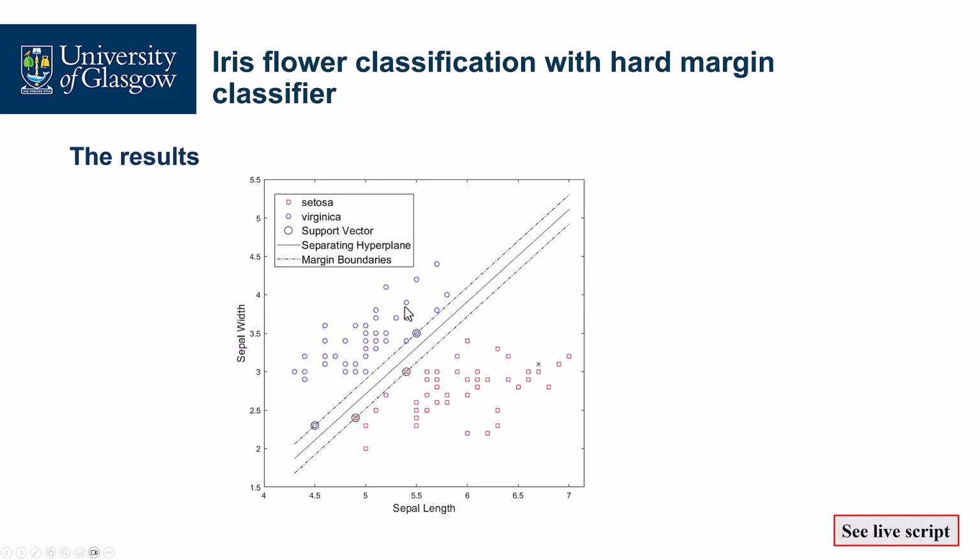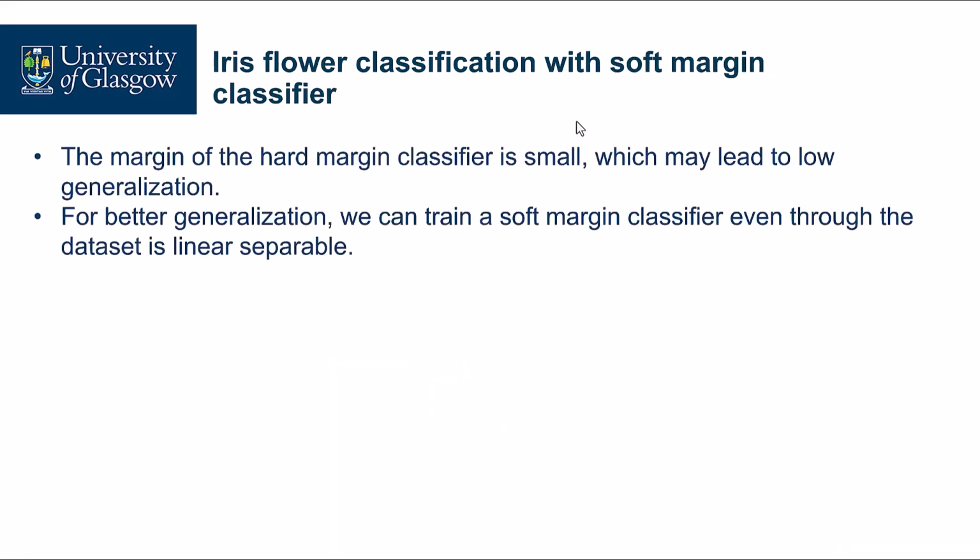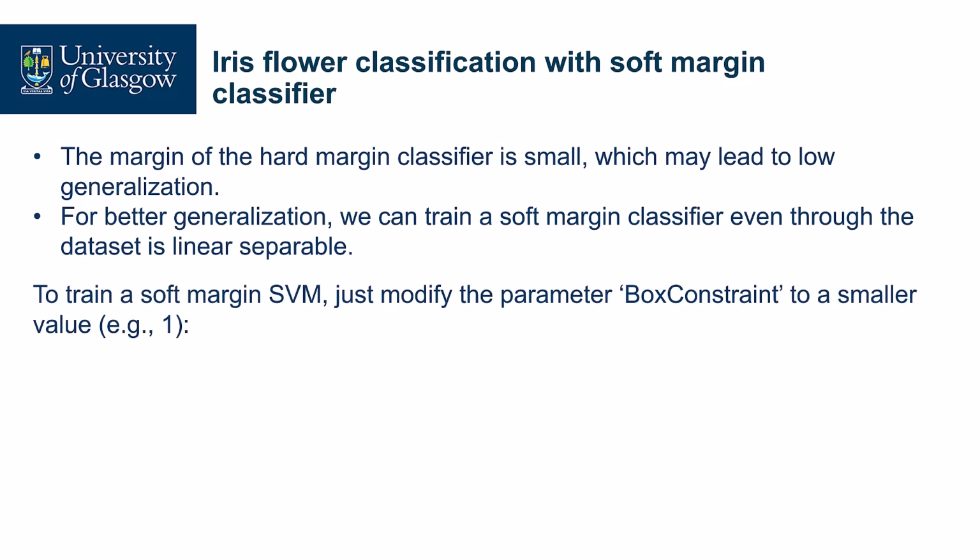So these are the 2 classes of data, and we see the support vectors, the hyperplane, and the 2 margin boundaries. From this, we can see that the margin is very small, right? This will harm its generalization ability. So we can use a soft margin classifier to allow some margin violation, right? Then we can control the box constraint, right?